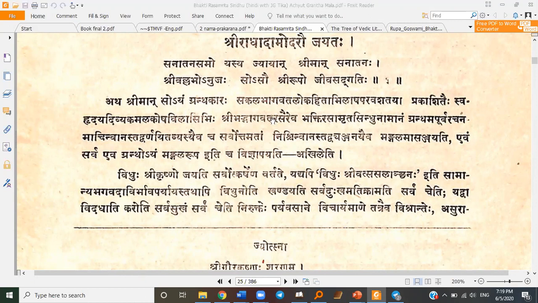So when I'm reading, I'm also breaking and doing the sandhis. So if you cannot recognize which sandhi, which rule, you can ask. Otherwise, I'll just keep reading and explain.